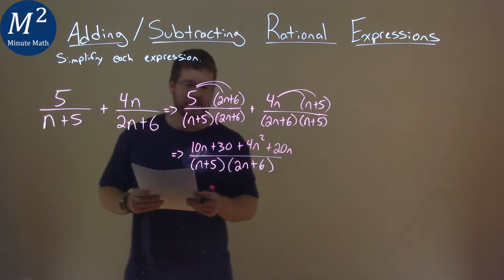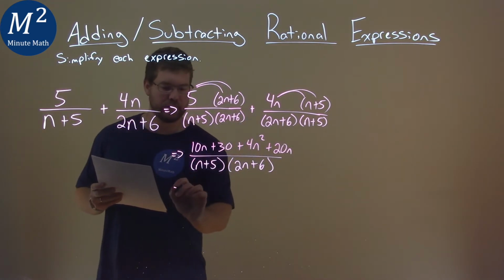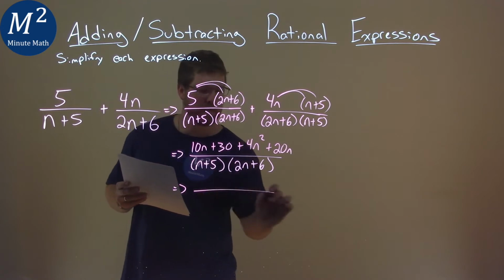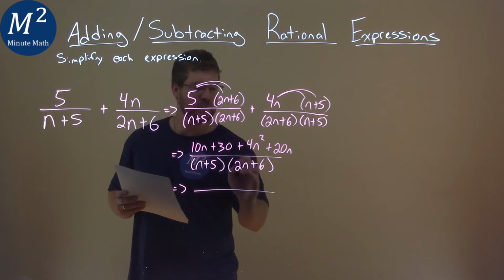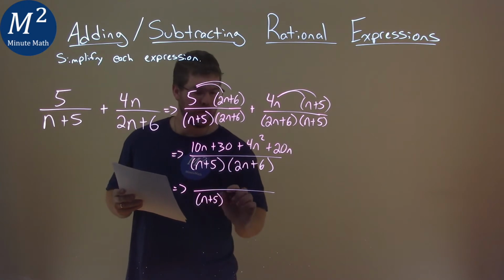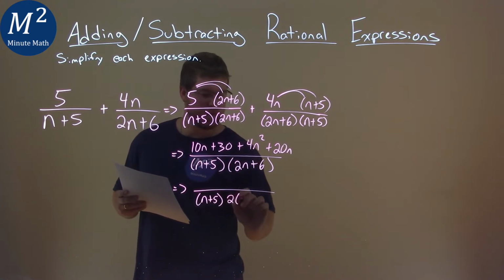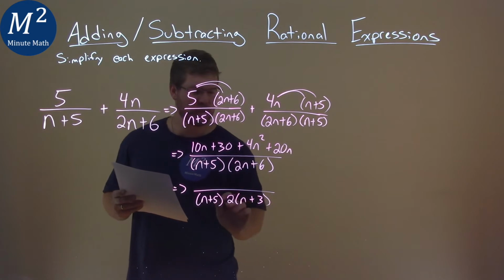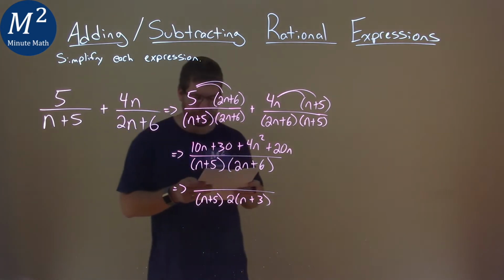From there, we're going to simplify where we can. Okay. My denominator, notice that I can pull out a 2 right here. There's a 2 in both parts. So we have an n plus 5 here, and I can pull out a 2, and we have an n plus 3. It's kind of all multiplication there, so be careful.